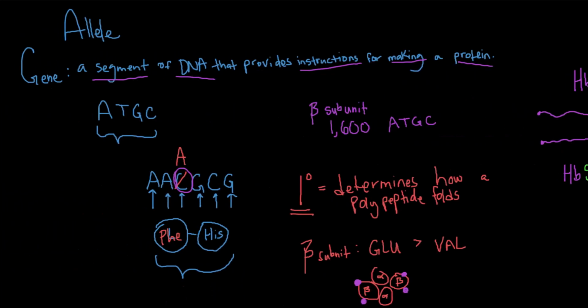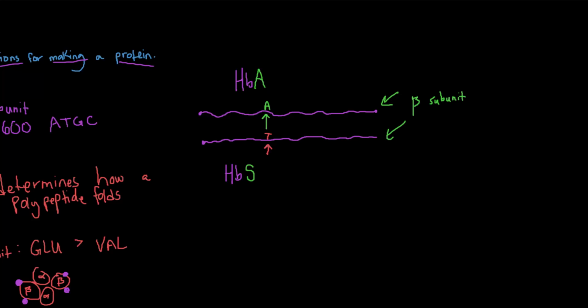So an individual who has HbA, HbA, because remember you have one gene that you inherit from mom and one gene that you inherit from dad. This individual has both of their genes being this sequence or segment of DNA.